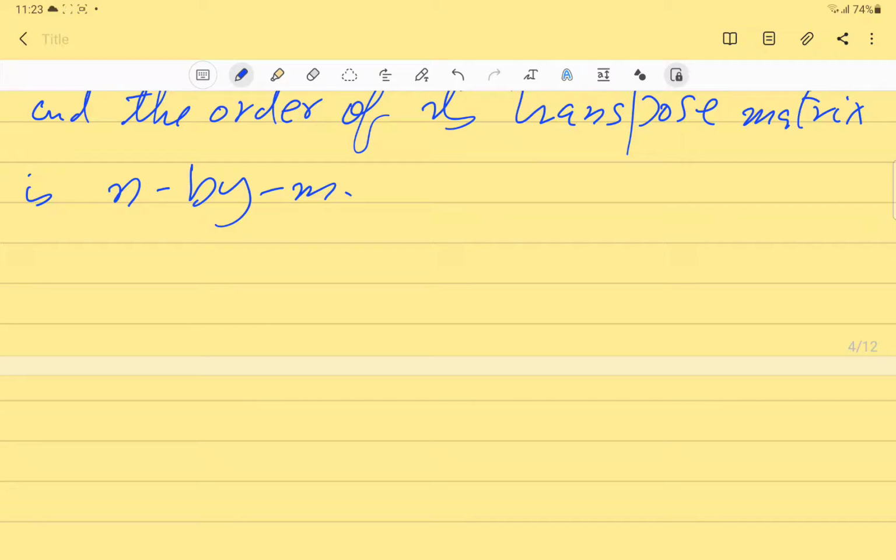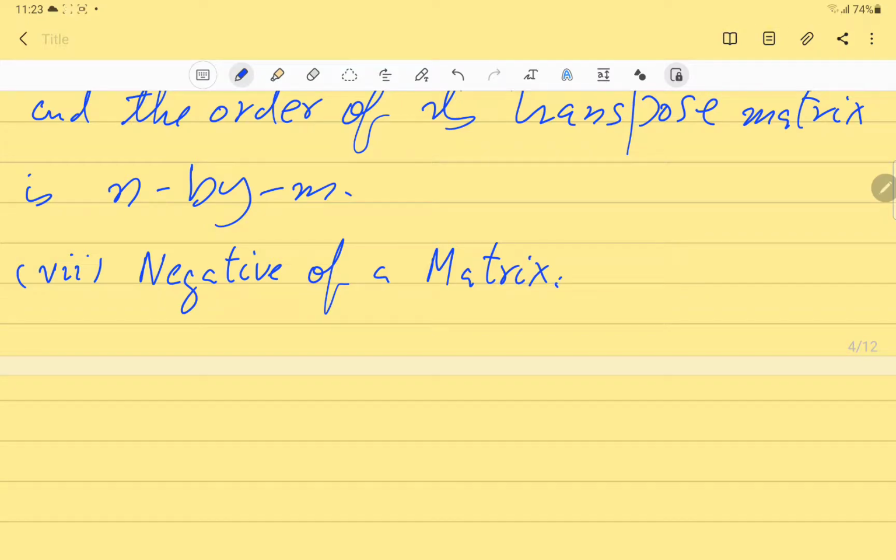Now we move on to our 7th type, negative of a matrix. Let A be a matrix, then its negative, that is minus A, is obtained by multiplying all its elements or all its entries by minus 1.